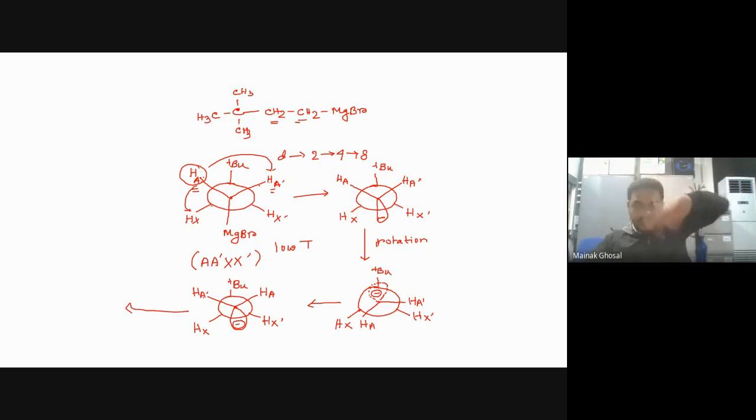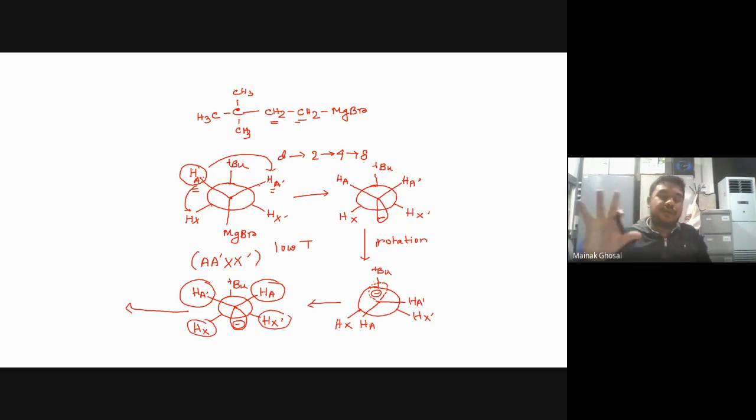With rapid conversion, you cannot differentiate between A prime and A. You will see the same signal for these two. Similarly, you cannot differentiate between X and X prime. They both become the same, so it becomes an A2X2 kind of structure. So what is the change at a high temperature?